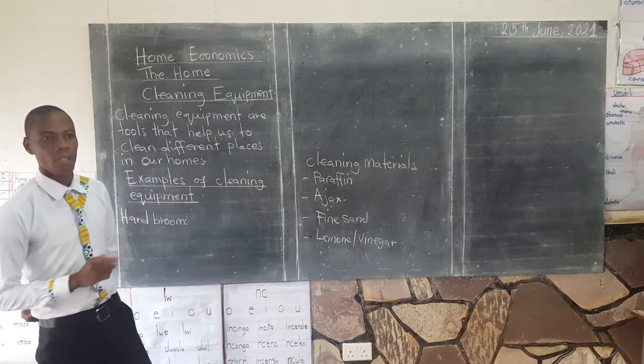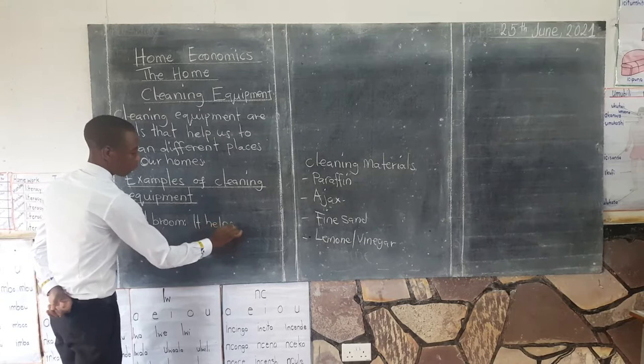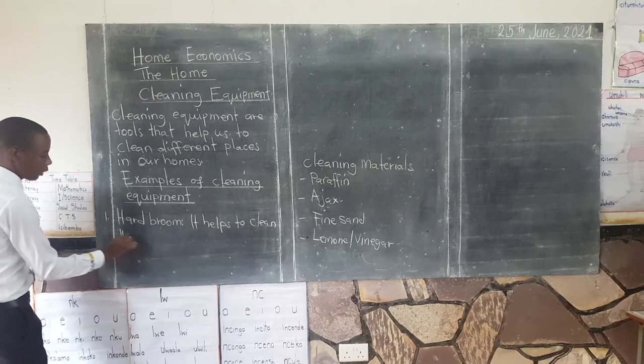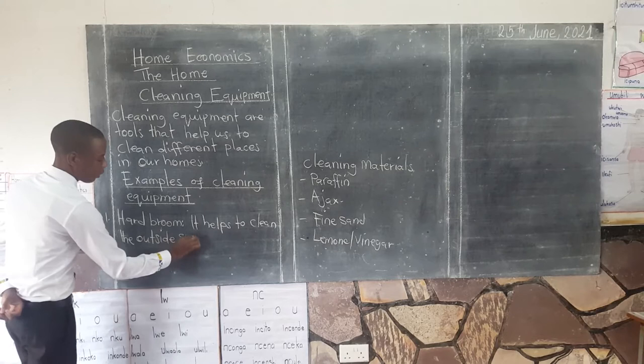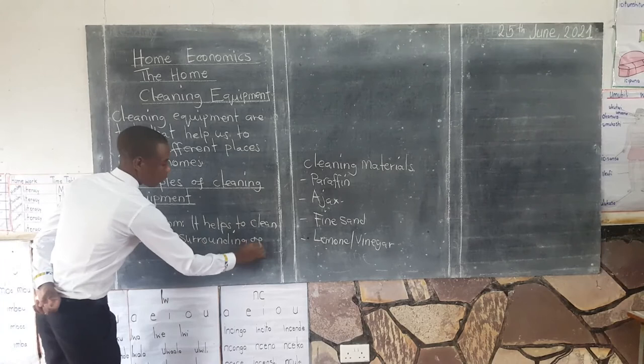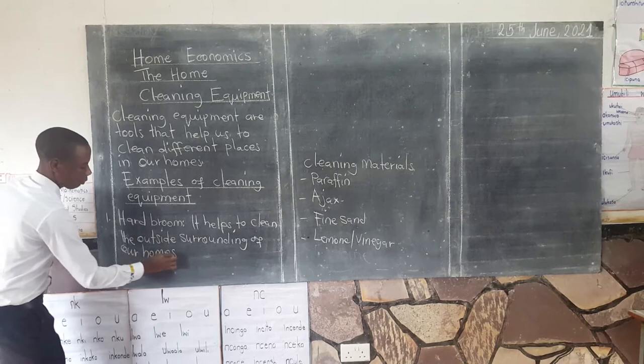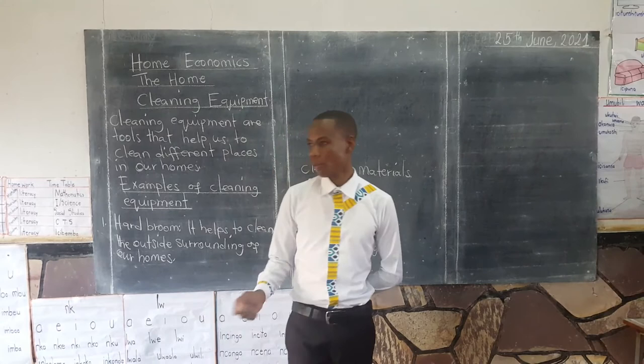So we are saying it helps to clean the outside surrounding of our homes. So we use the hard broom to clean the outside surroundings of our home. Mainly it's used for sweeping the outside surrounding.